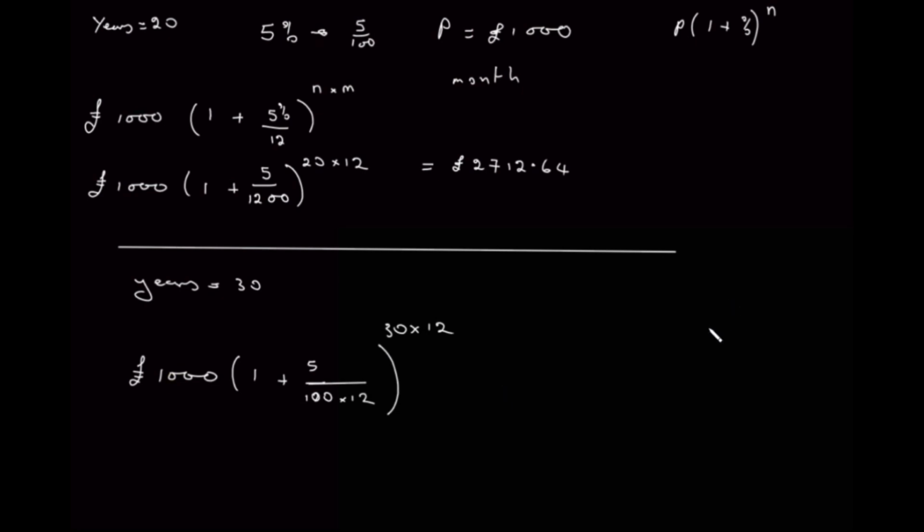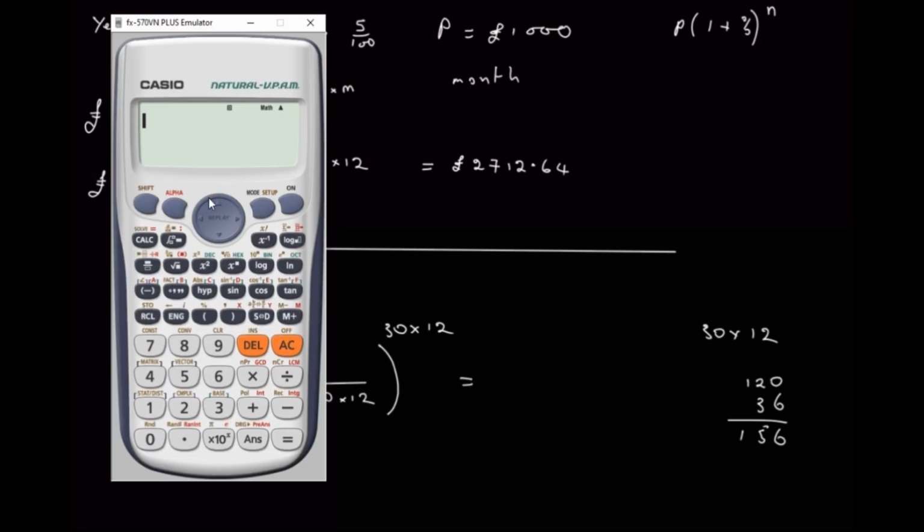30 times 12. 10 times 12 is 120. 3 12s are 36. 6, 3, 5. 156. So that is 156. But I'm not going to put that in. I'm going to put it in as per this. So let's have a look here. Clear that lot.